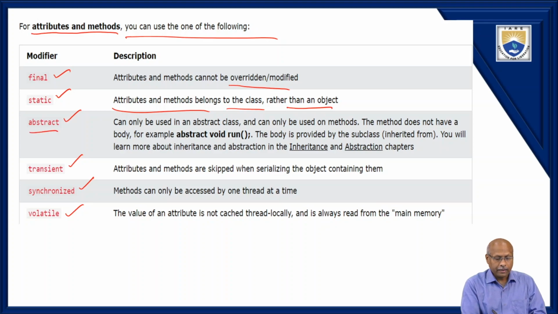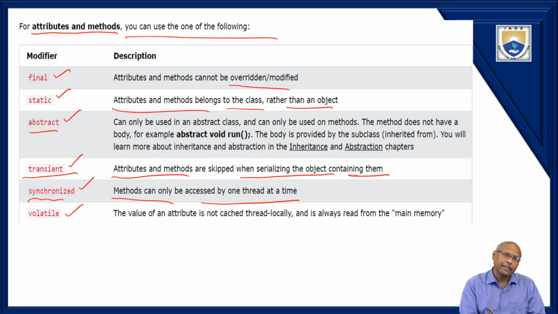Similarly, if you write abstract, generally the abstract keyword is used along with methods. If the method is abstract, then it will not have a body. Similarly, transient: attributes and methods are skipped when serializing the object containing them. If it is transient, you cannot serialize it. You cannot store it in a non-volatile area. Similarly, synchronized: methods can only be accessed by one thread at a time.